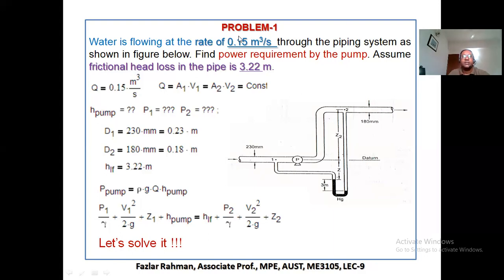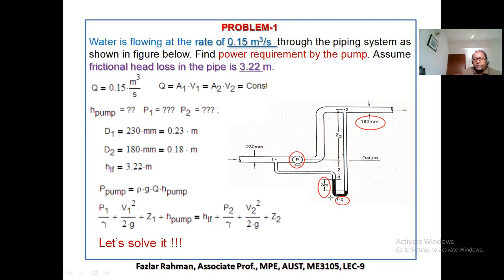And right over here, the diameter of the pipe is 100 millimeter. That means it is reduced, right? And this is the pump. Now, you see these 2 points, they add a manometer. And in the manometer, they're saying the fluid is mercury, Hg. And you see right over here, the manometric deflection is given as 3 meter.